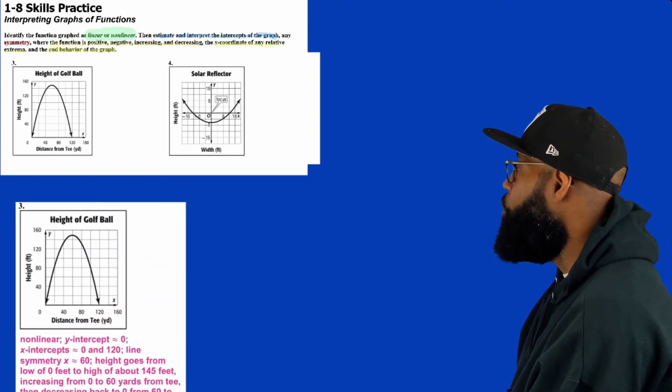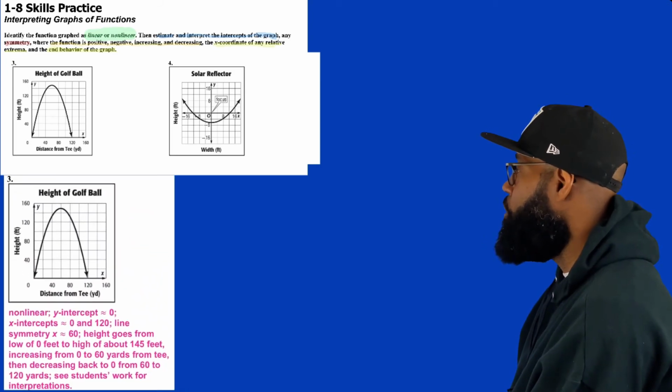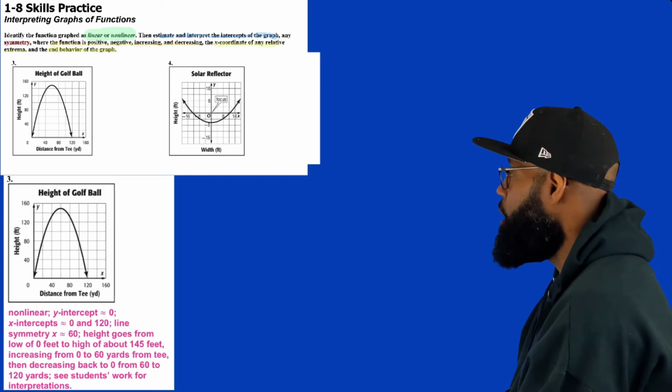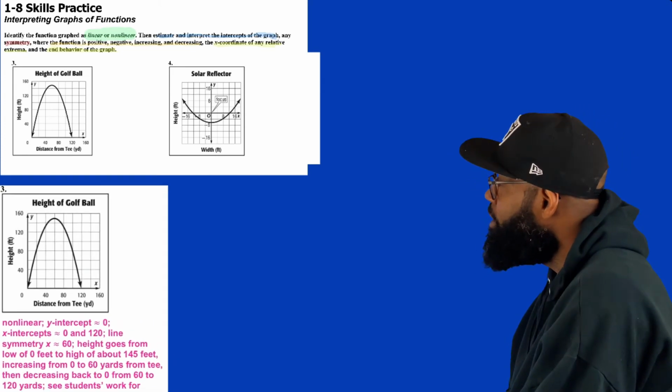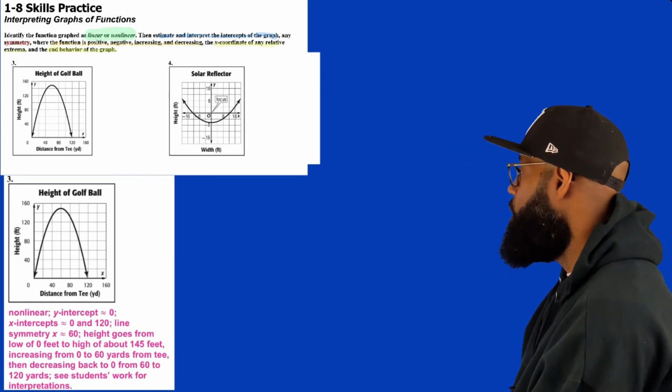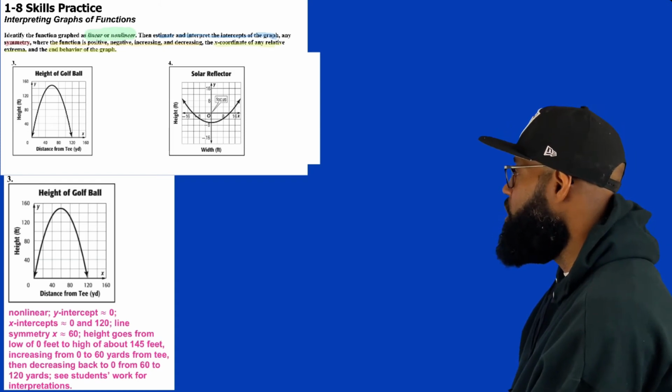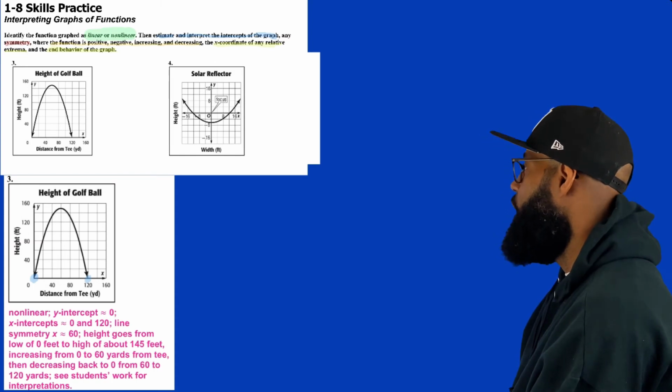Height of the golf ball. What am I looking at here? Distance from the tee and height. I see what we're talking about here. Well, some of the things I already recognize are intercepts. It's going to cross the y-axis at 0, and it looks like it's crossing the x-axis at 120.